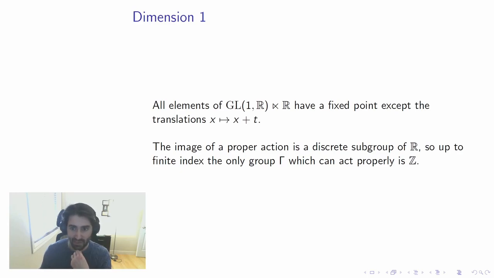So when you have a proper action, it needs to consist essentially of only translations. So up to finite index, the only group which can act is Z, because if you had two translations which generate, for instance, a Z^2, you would also contradict properness. Because if the two translations are not rationally related, then you can accumulate around any point in R.